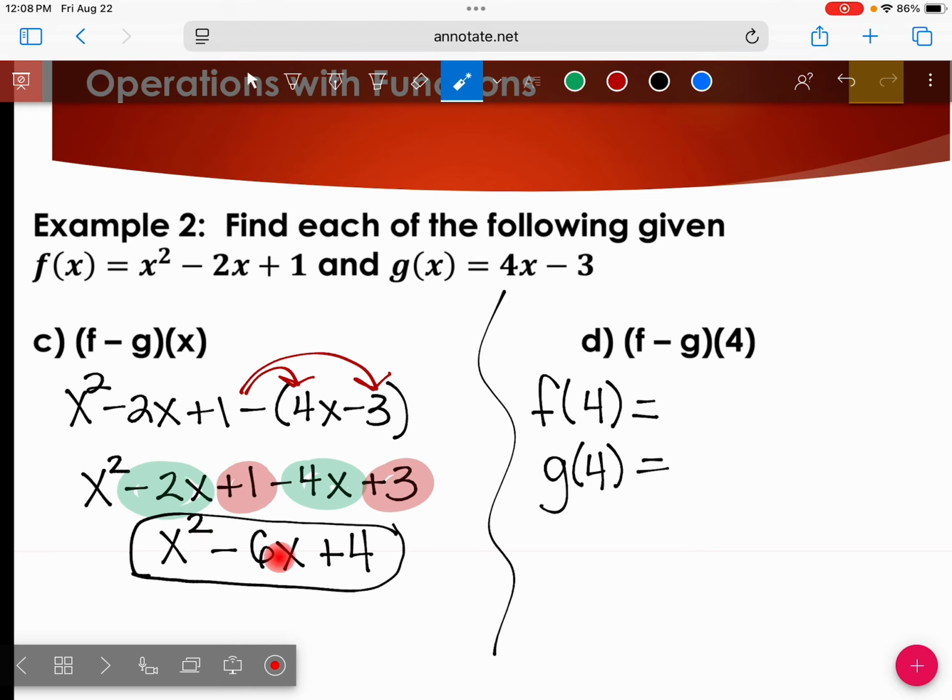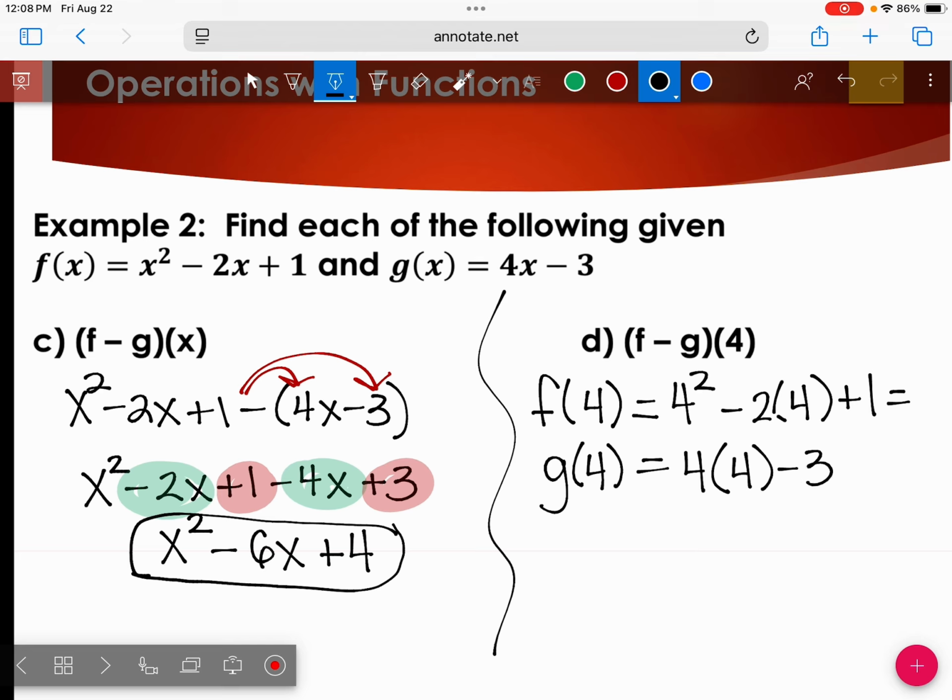Actually, I'm just going to tell you, you won't. So unless you want to make the function and then put the 4 in, or you could just use it without creating that function. So f of 4 would be 4 squared minus 2 times 4 plus 1. g of 4 is 4 times 4 minus 3. All right, go ahead and get those two numbers and then subtract them.